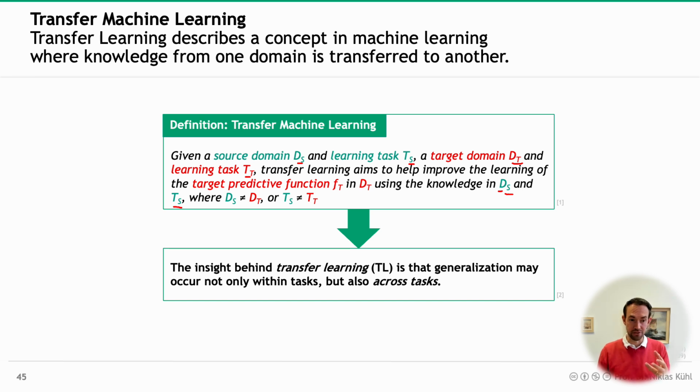And of course, there need to be differences, and there can be differences in the domain or in the task. Or in the worst case, we have issues because both differ, the domain and the task. And the insight behind transfer learning is that generalization can happen not only within tasks, but also across different tasks, right?